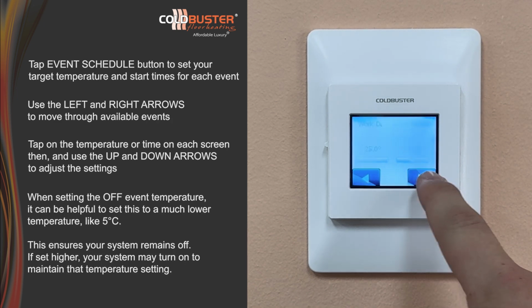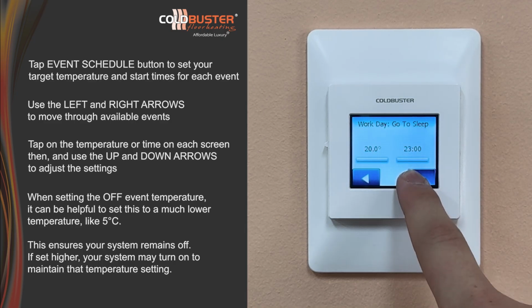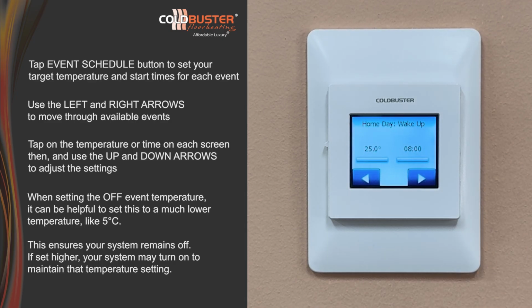When setting the off event temperature, it can be helpful to set this to a much lower temperature, like 5 degrees Celsius. This ensures your system remains off. If set higher, your system may turn on to maintain that temperature setting.